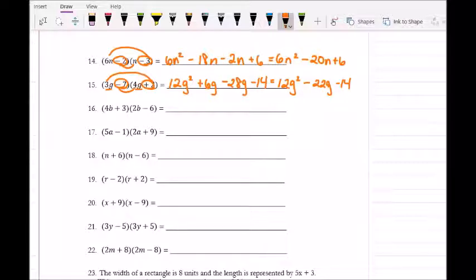Number 16, 4b times 2b is 8b squared. Outer, 4b times negative 6 is negative 24b. Inner, positive 3 times 2b is 6b. And last, positive 3 times negative 6 is negative 18. And again, subtract and take the sign of the higher. So 8b squared, negative 18b, minus 18.